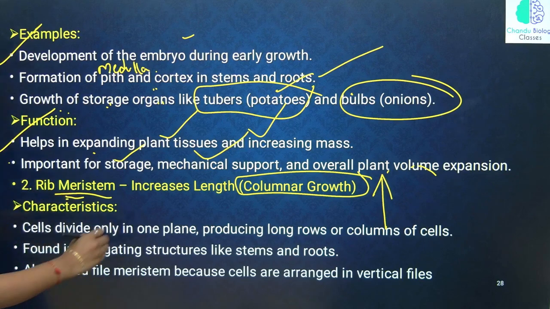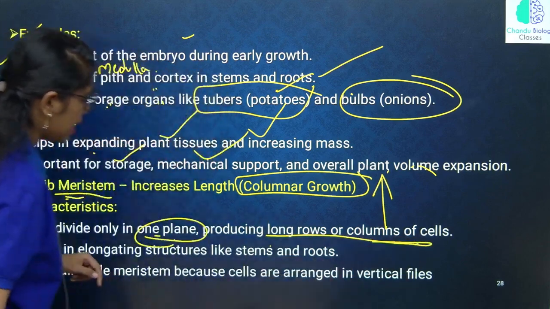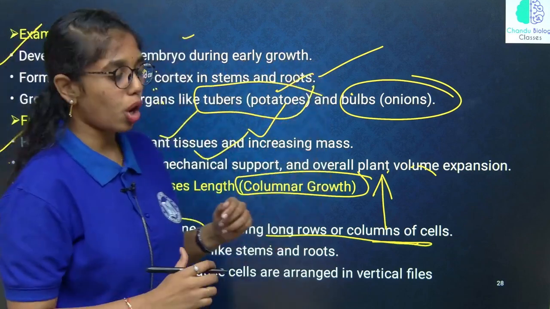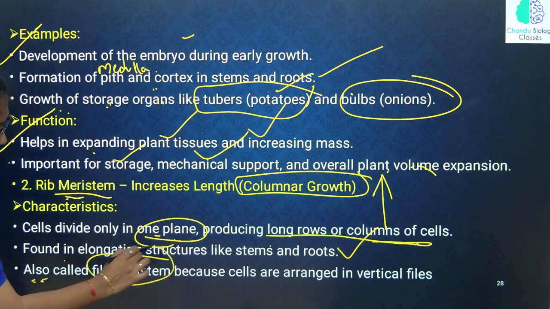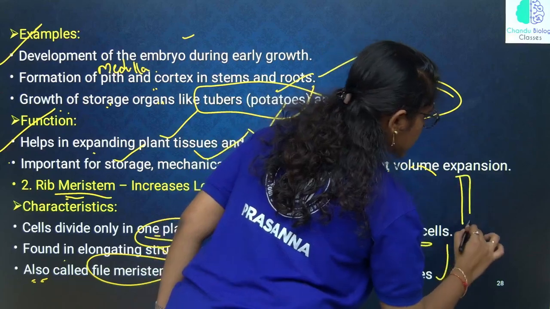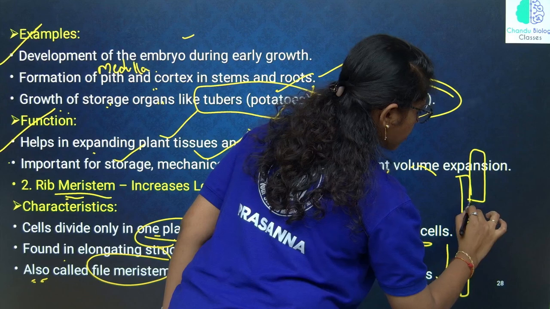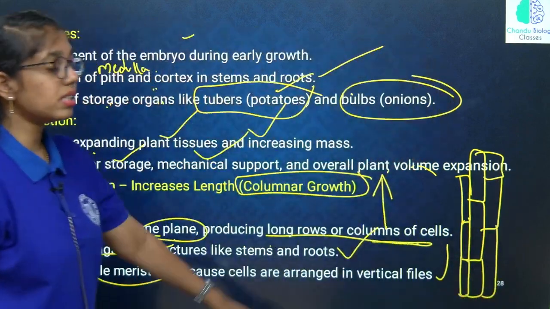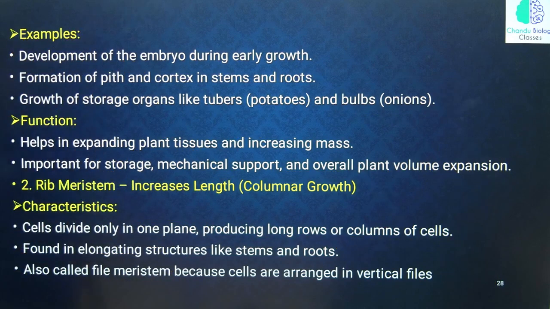Cells divide only in one plane, producing long rows and columns of cells. They are found in the elongating regions of stems and roots. They are also called file meristems because cells are arranged in vertical files like this. As cells are arranged in vertical files, they are also called file meristems. Like this the cells are arranged in the vertical planes, that is why they are also called file meristems.